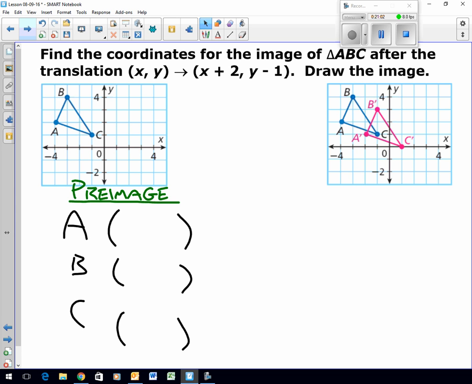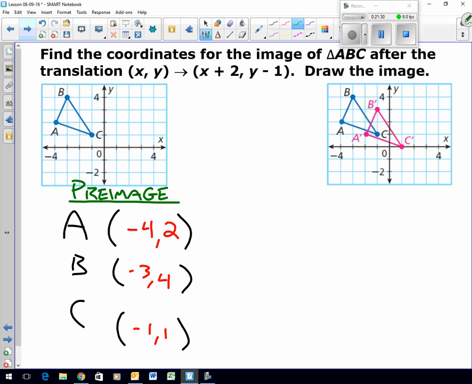No, not you. Avery. Avery, where is A located? What point? Good. (-4, 2). Avery, we're on a roll. Where's B located? Good. (-3, 4). Avery, where's C? Right on. (-1, 1).